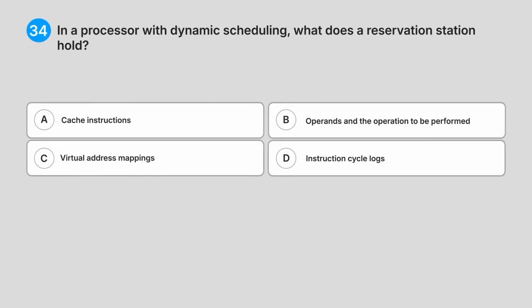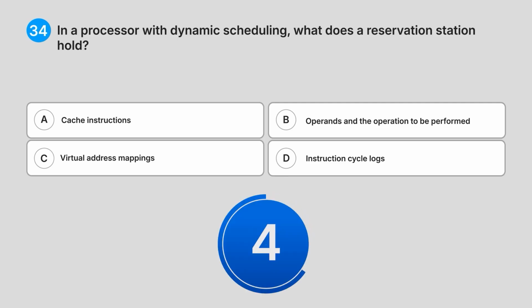34. In a processor with dynamic scheduling, what does a reservation station hold? A. Cache instructions. B. Operands and the operation to be performed. C. Virtual address mappings. D. Instruction cycle logs. Do you know the answer?